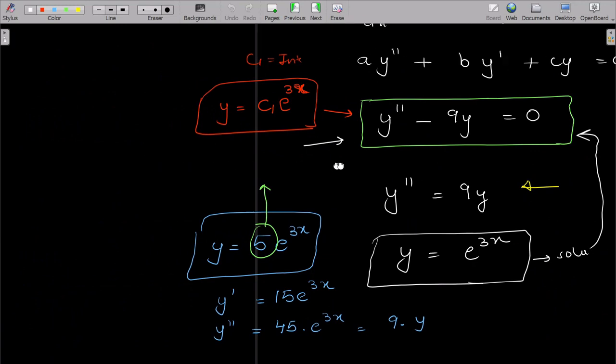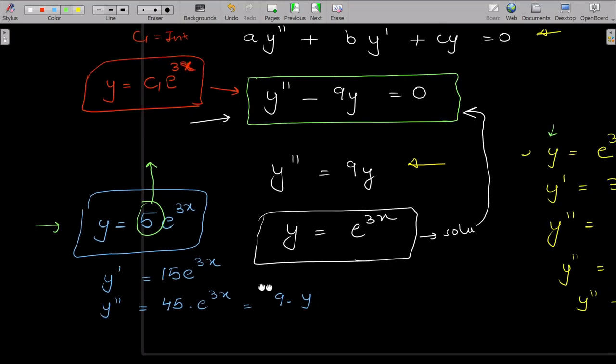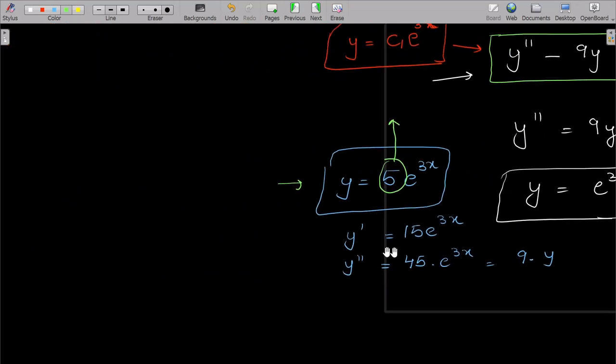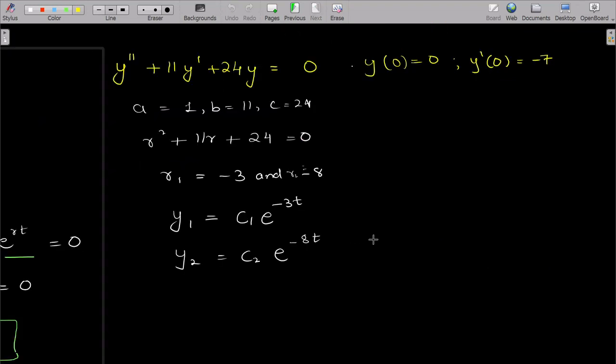If you have two solutions like this, then if you add them, for example, this was one solution, y equals 5 times e to the power 3x, and the other solution was y equals 9 times e to the power 3x. If I add them, 5 times e to the power 3x plus 9 times e to the power 3x, this will also be a solution. You can check that: you can actually find y double dash and substitute the values. This will also be the solution.